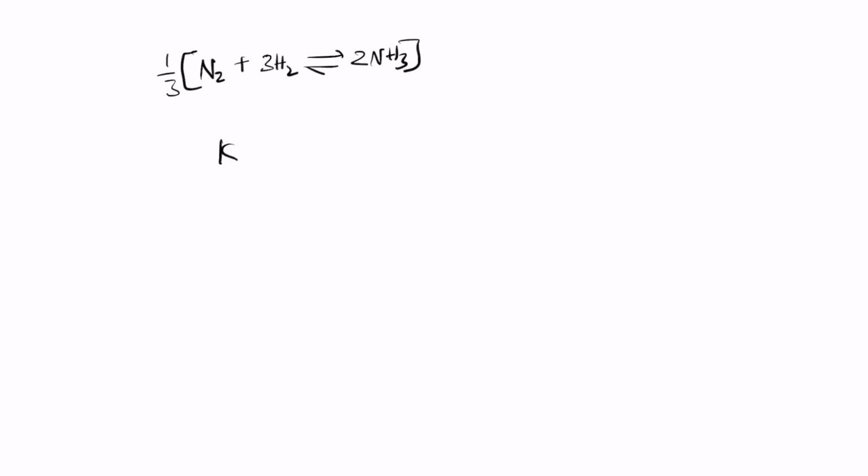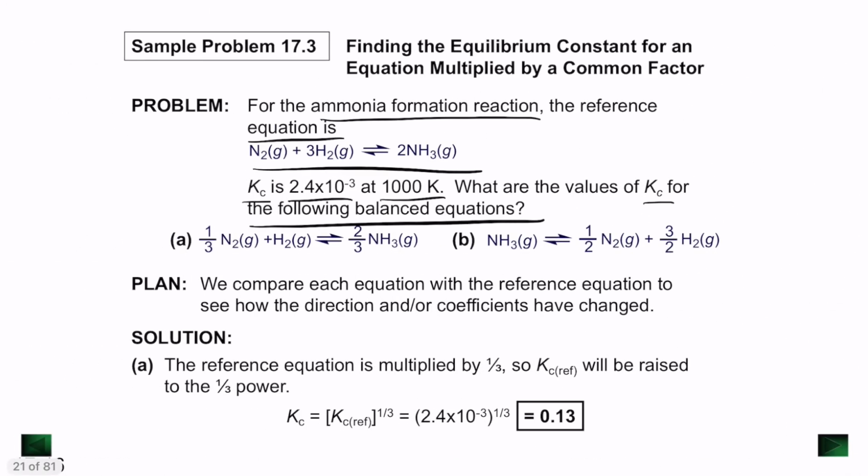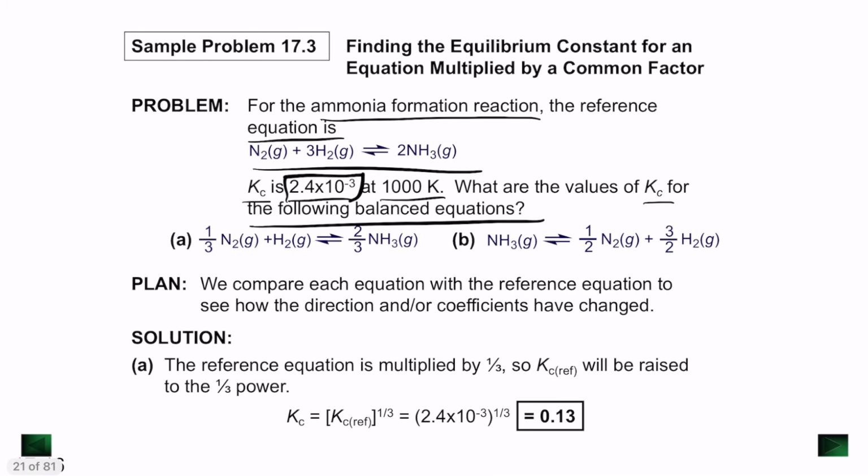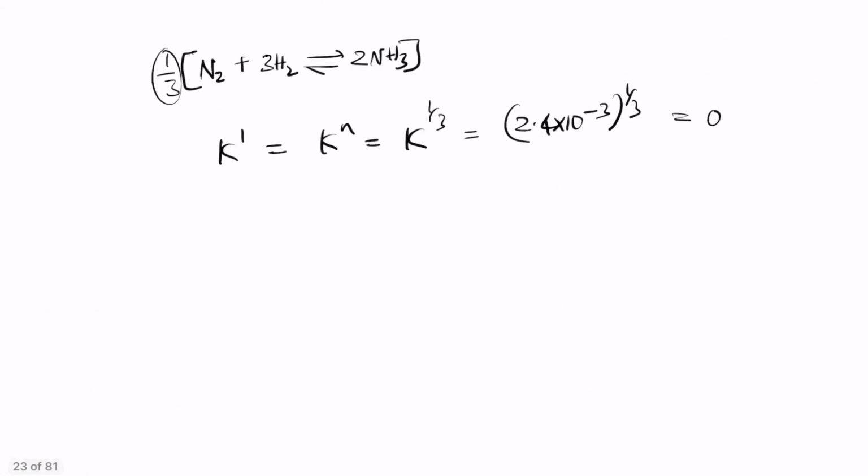So which means that we know that K dash is K to the power n. So K to the power n here, n value is 1 over 3, K to the power 1 by 3. The original value of K that is given here is 2.4 times 10 to the power negative 3. So we can write (2.4 times 10 to the power negative 3) to the power 1 by 3. From this, the calculated value gives you 0.13. So K dash for this reaction is 0.13.